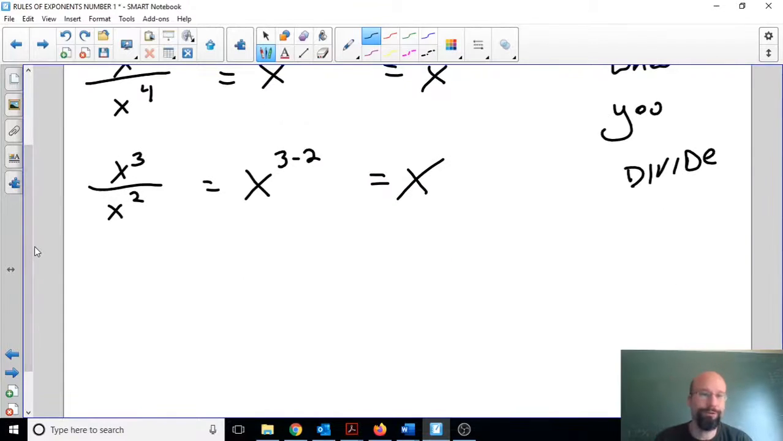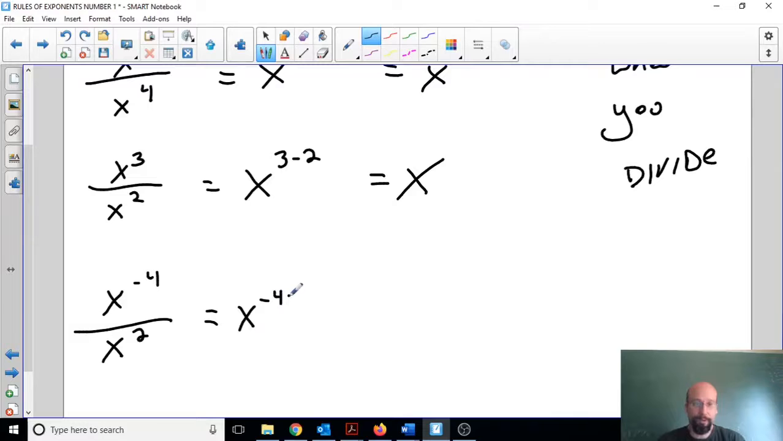So this is true too if some of these are negative. For instance, the bases are the same and you're still dividing, so you're going to subtract these, but it's going to be x^(-4 - 2). X^(-4 - 2) is x^-6. And this is a negative exponent, so you have to flip it. 1 over x^6.